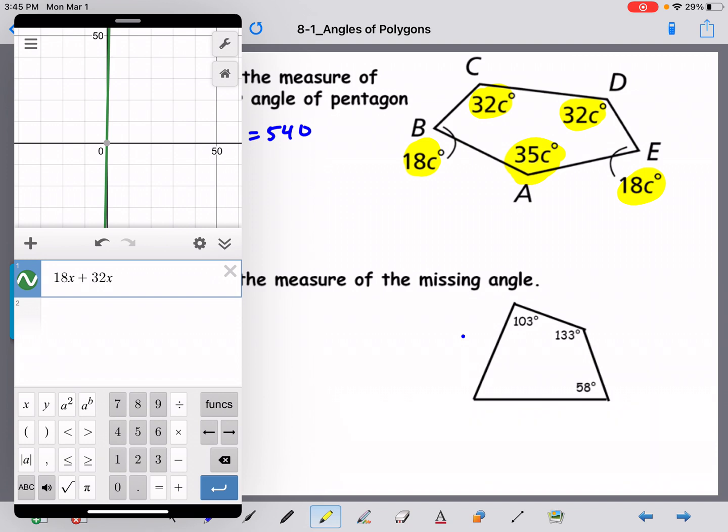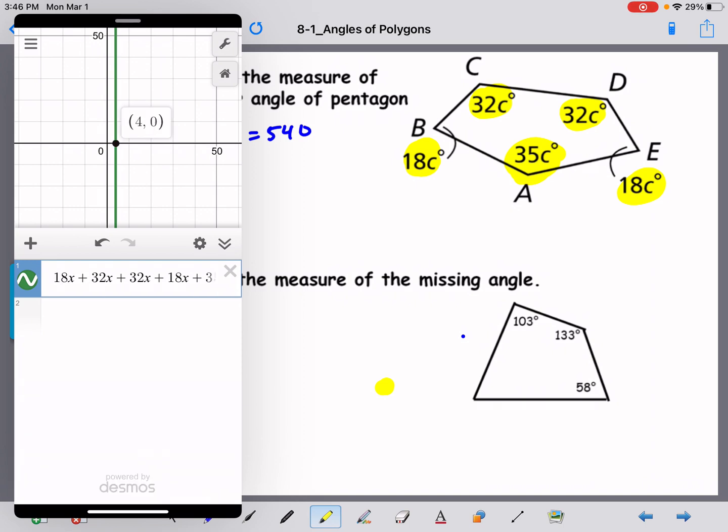Oh, that should be a 32x plus 32x plus 18x plus 35x equals 540. All right, so x is 4.